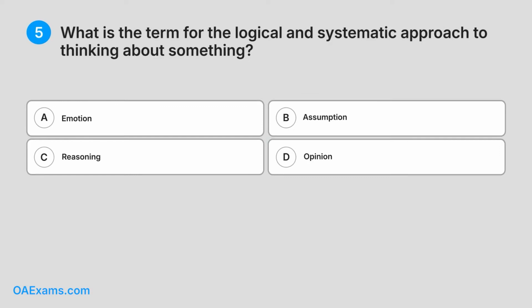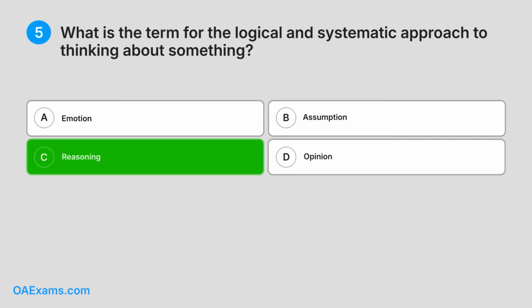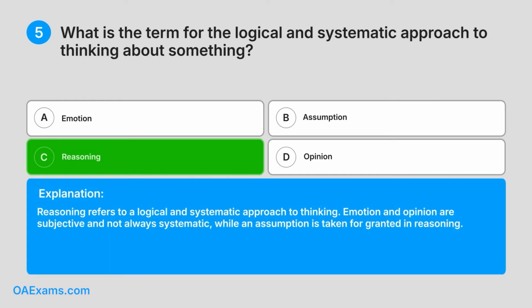5. What is the term for the logical and systematic approach to thinking about something? A. Emotion. B. Assumption. C. Reasoning. D. Opinion. Do you know the answer? Correct answer. C. Reasoning. Explanation. Reasoning refers to a logical and systematic approach to thinking. Emotion and opinion are subjective and not always systematic, while an assumption is taken for granted in reasoning.